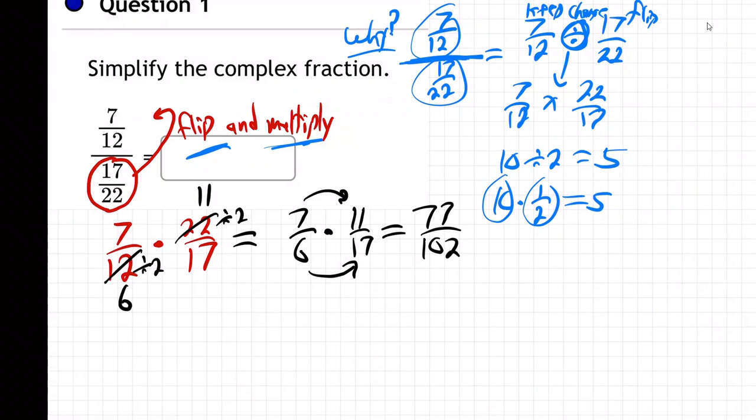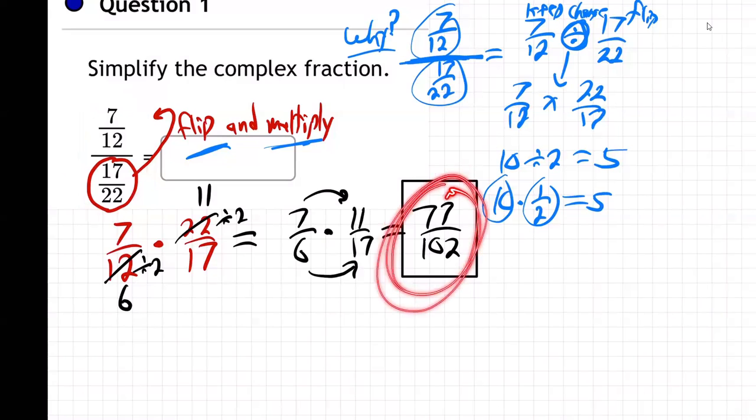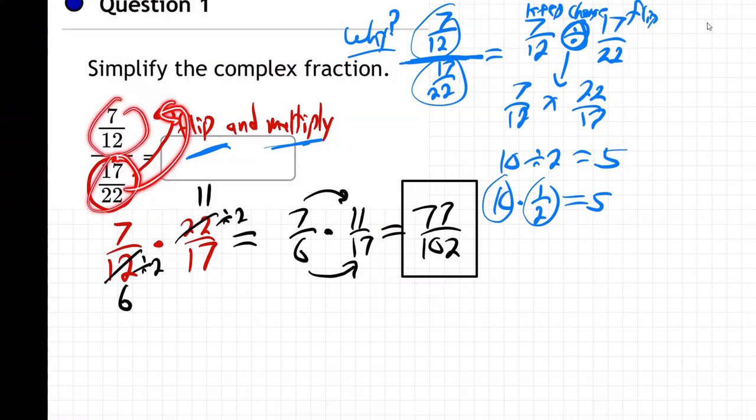We're done. And what did we accomplish? This is now a lot cleaner, nicer looking, simpler, right? This is just a normal fraction, 77 over 102, instead of a big old complex double-decker fraction. And so how do we do it? When you have a fraction over a fraction, you grab the one on the bottom, you flip it and multiply, because it's dividing, and dividing is upside down multiplying. And there we go.